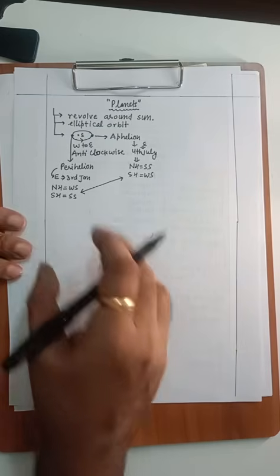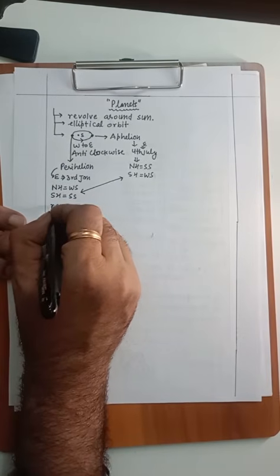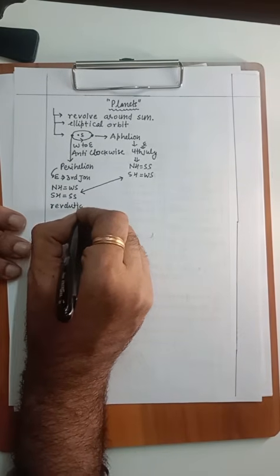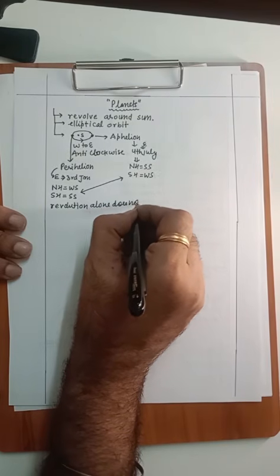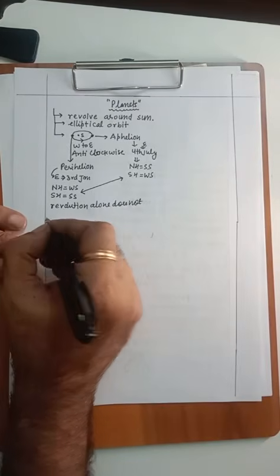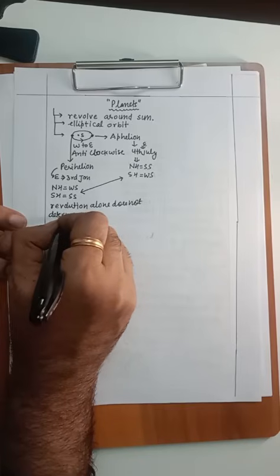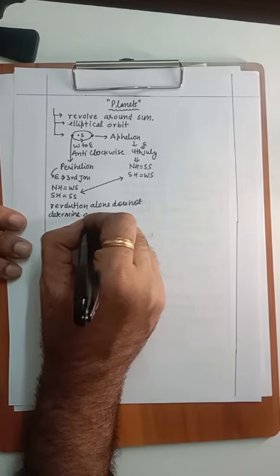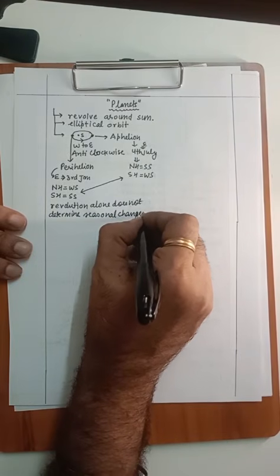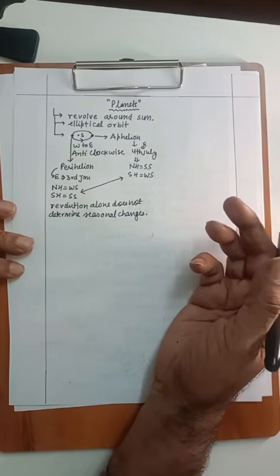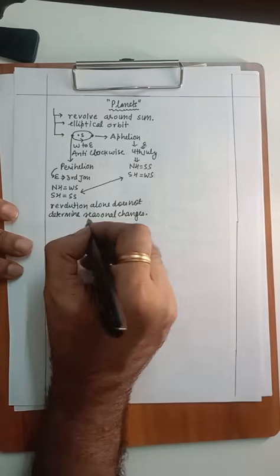So we can infer from this set of data that revolution alone does not determine seasonal changes on Earth or any other planet. So what is going to be responsible for seasonal changes?